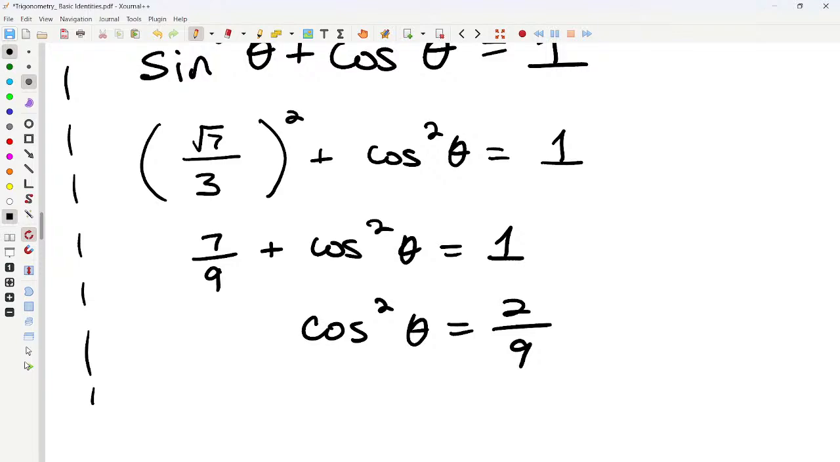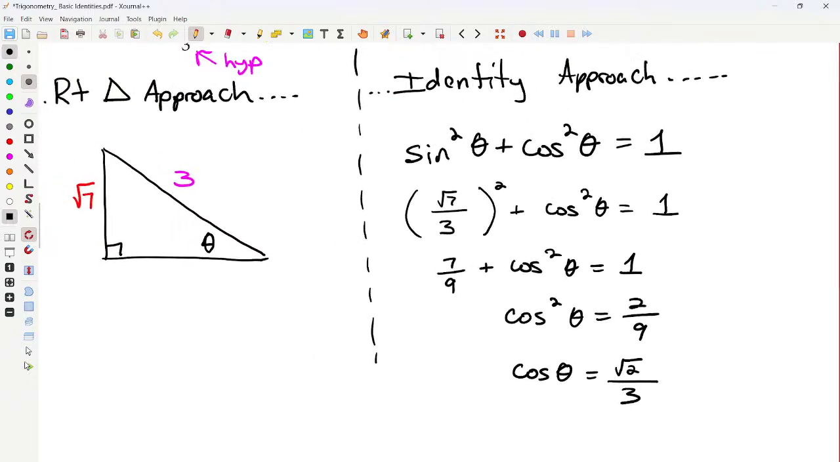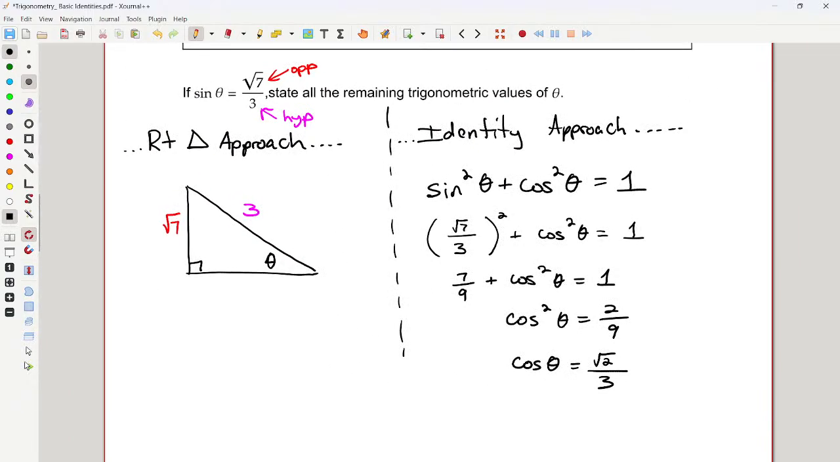And then we're going to take a square root of both sides. And I'll just write it because this isn't immediately obvious. But when I take the square root of that fraction, that's not a perfect square. So we're going to leave it square root of 2. The square root of 9 simplifies to 3. Knowing that sine theta is root 7 over 3, I can find cosine theta.